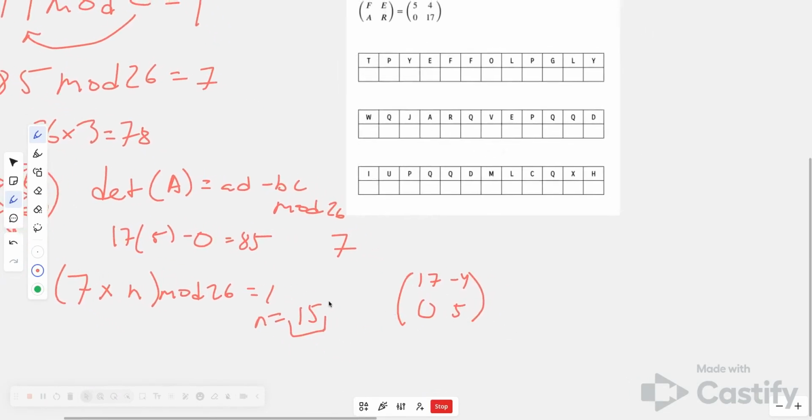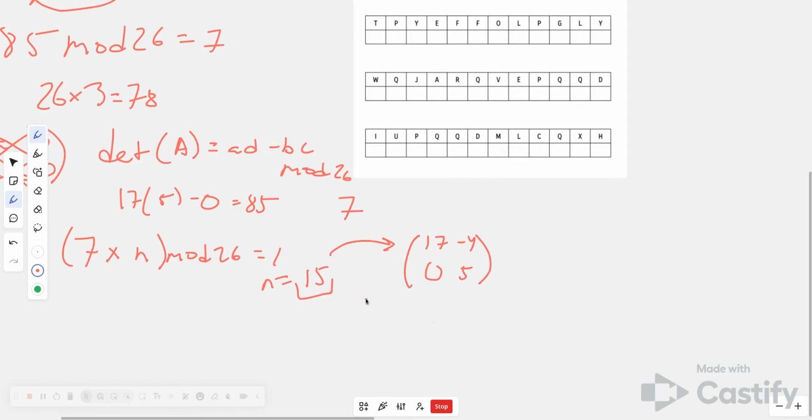And then we're going to have to multiply this number over here that we got to this matrix. So the way we do that is you just multiply 15 to 17, negative 4, 0, and 5, and you'll still be left with the 2 by 2 matrix in the end. So 15 times 17 is 255. 15 times negative 4 is negative 60, and 0, and then 75.